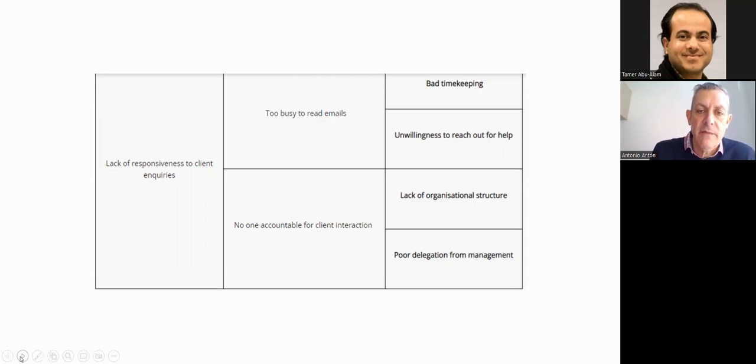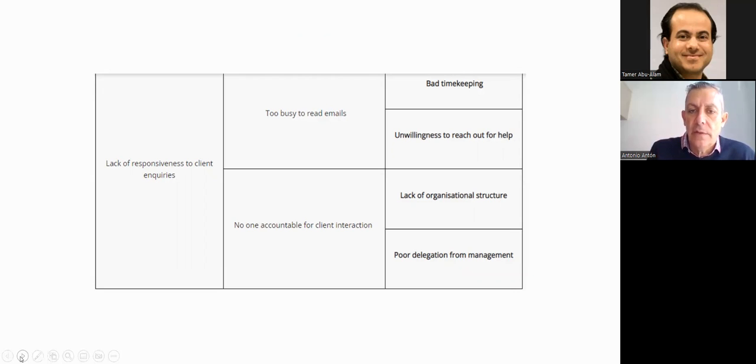This is massive. I recommend, for instance, going to different workshops. For instance, team management could be very good to handle this. This is one, for instance: too busy to read emails, or no one accountable for client interaction. Lack of organizational structure, no one accountable for client interactions. Perhaps that leads to poor interactions with the clients. In terms of the first one, too busy to read emails, you have two other causes.